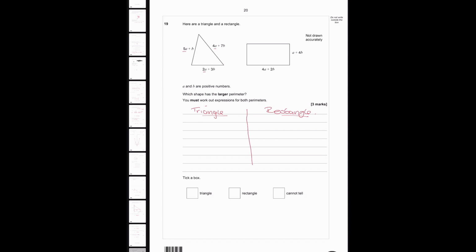Adding all the sides on the triangle, we get 5a plus 4a plus 2a, which means we've got 5 plus 4 plus 2, which is 11, so 11a, plus 1b plus 7b plus 1b, which is 9b, giving us 11a plus 9b. For the rectangle, we need to fill in a bit of extra information.